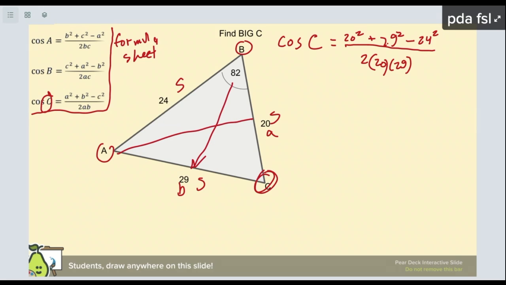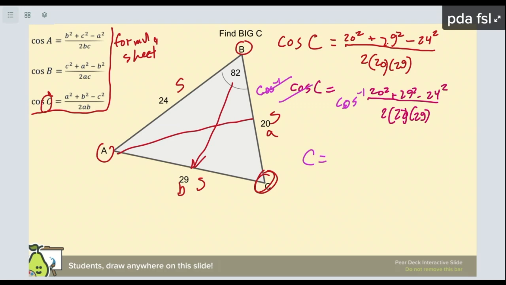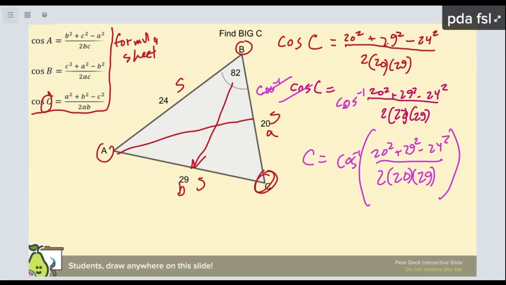Then remember what I showed you a couple classes ago. If we have cosine C equals 20 squared plus 29 squared minus 24 squared over 2 times 20 times 29, we have to take the inverse cosine of both sides. Cosine inverse, that goes away, and we get C equals cosine inverse of all that, 20 squared plus 29 squared minus 24 squared over 2 times 20 times 29. Like I said, it looks daunting, but again, we have all the numbers. We're just putting them in the calculator. Remember, this does not mean negative 1, that means inverse. And when you put that in the calculator, we get 55.0. So that one worked nicely too.